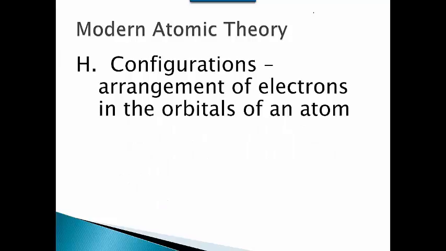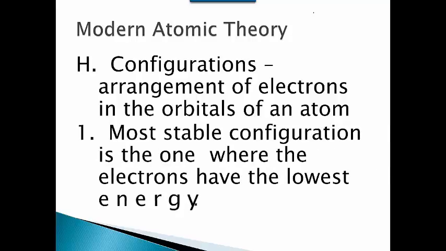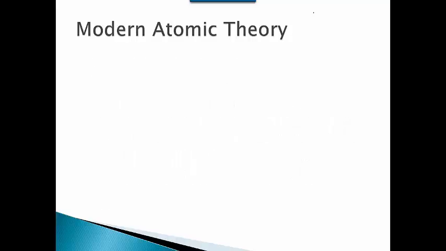A configuration is just the arrangement of electrons, and this is something that we'll practice together in class, being able to know how many electrons might fit in a particular energy level, because they don't all contain the same amount. But the most stable configuration is one where you put your electrons in the lowest energy. So even though they might be able to jump up to a higher energy level, you would want them to be in the lowest energy first.